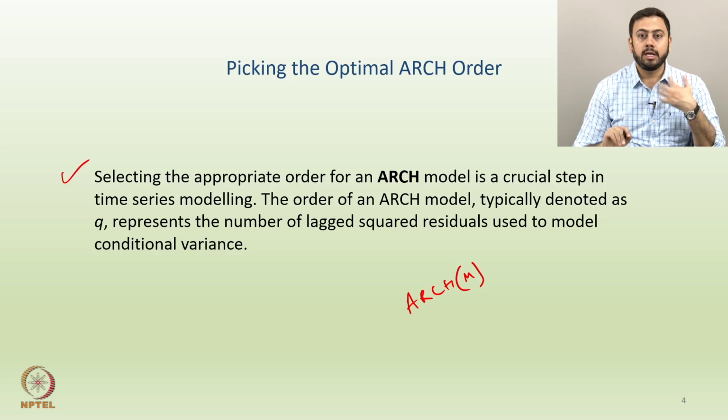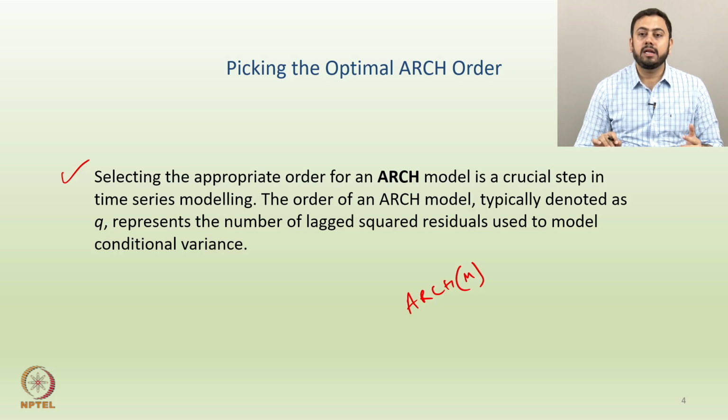So, once you decide that there exists some ARCH effect in the residuals, and then decide that we have to put forward some ARCH model or rather GARCH model on the residual data, the next question is how do you decide on its optimal order? Selecting the appropriate order for an ARCH model is a very crucial step in time series modeling.